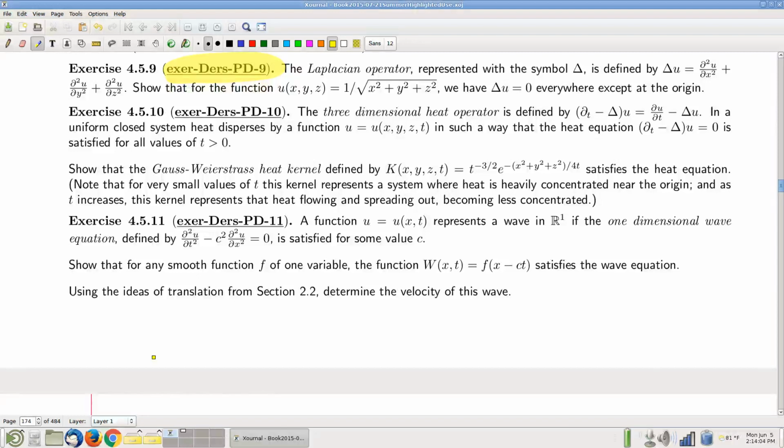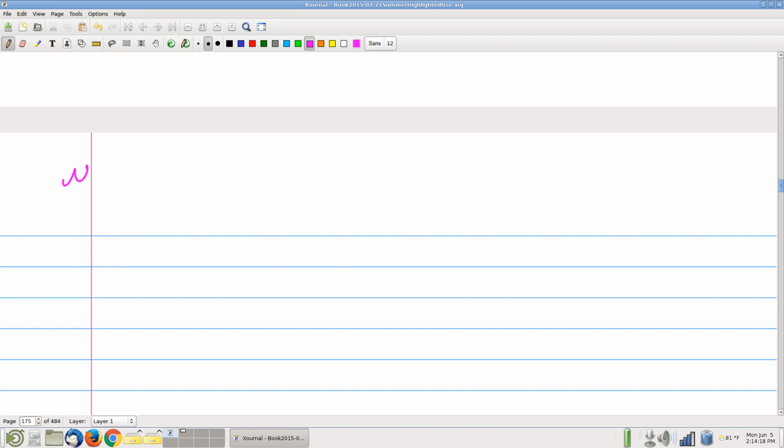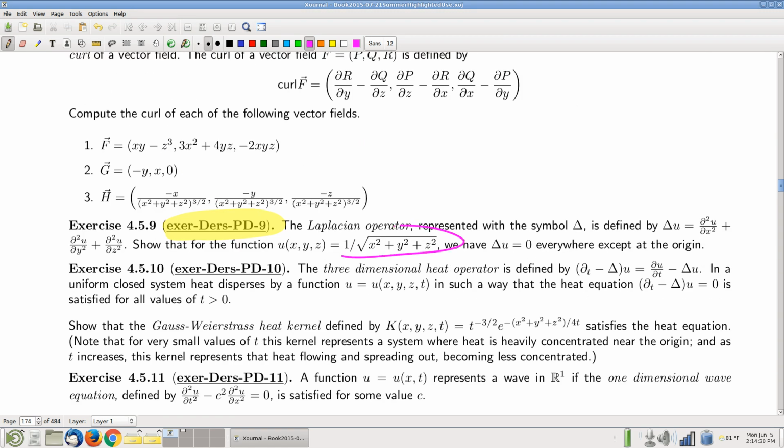Okay, right. So we're going to compute this Laplacian for that function. So got to start taking a bunch of partial derivatives. Okay, so here we go. Okay, so u is x squared plus y squared plus z squared to the negative 1/2. Now I'm writing it in that form because that's a little bit more convenient for derivative purposes than that form.